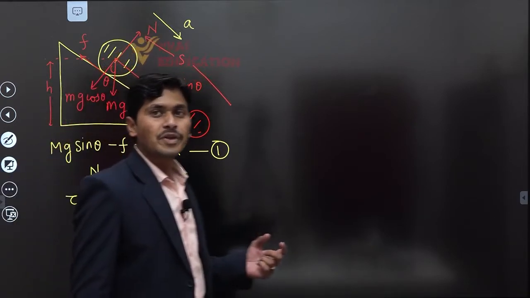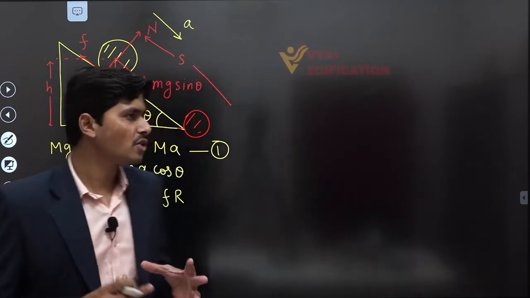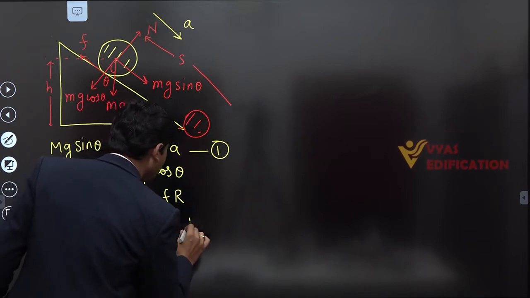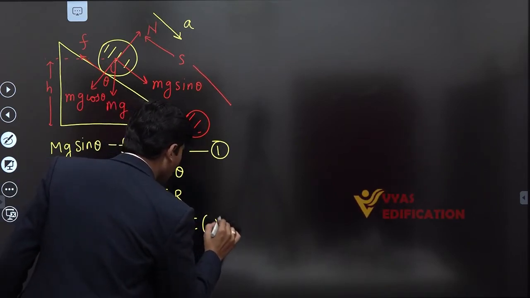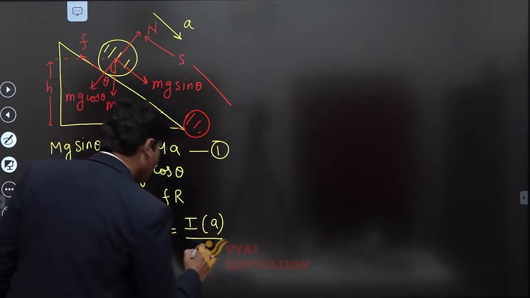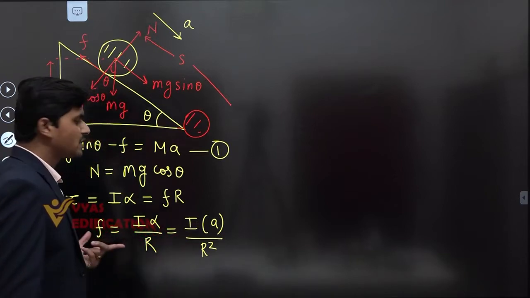Clear? Now if we are talking about the perfect rolling condition, in perfect rolling we can say a equals R alpha. Yes. So we can write alpha equals a by R, and so F equals I a upon R square. Clear? So this is the friction.